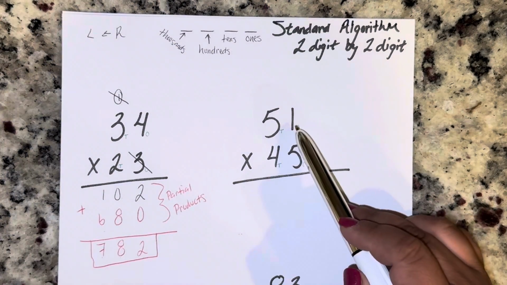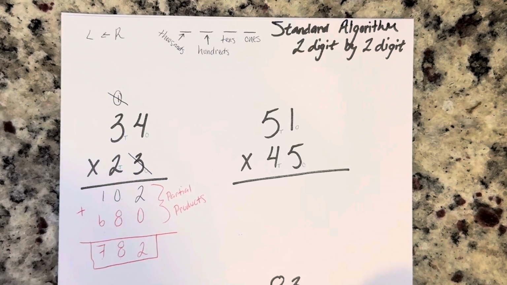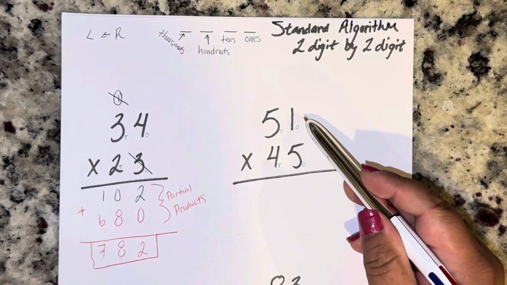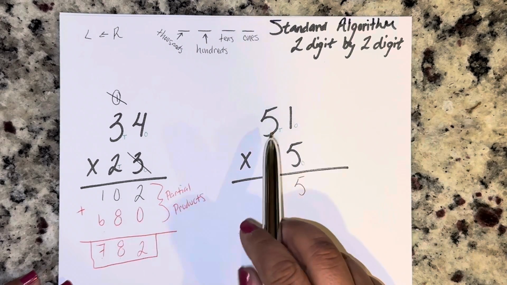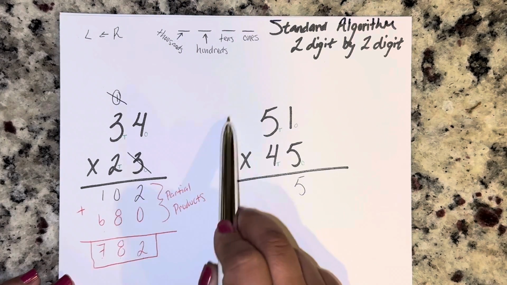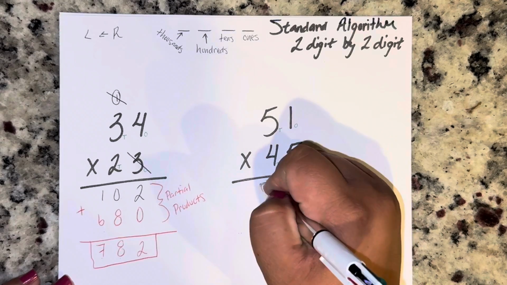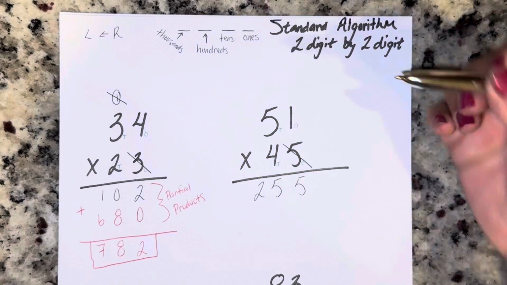Our second example is 51 times 45. We will start with our 5 in the ones position. 5 times 1 is 5. 5 times 5 is 25. I do not have anything further to multiply here, so I'm going to bring my 25 down. Okay, now I'm done with my 5. I'm going to mark through it.